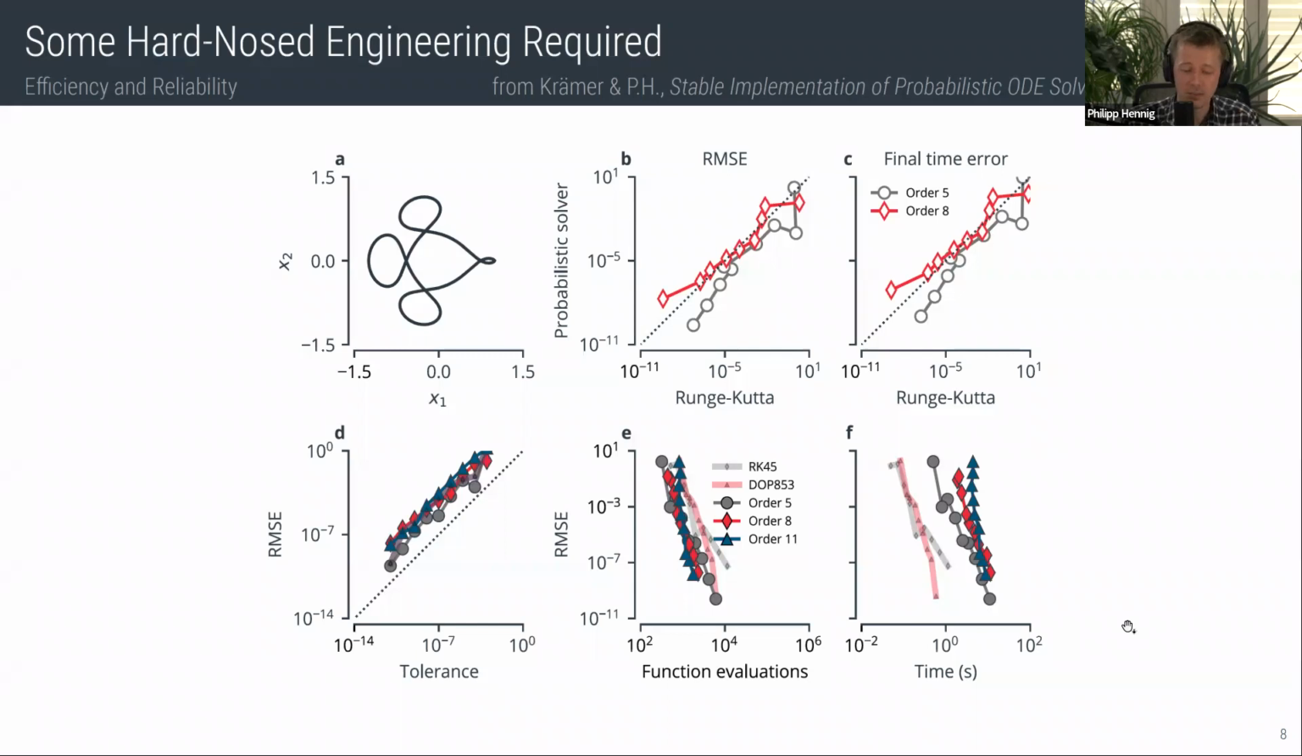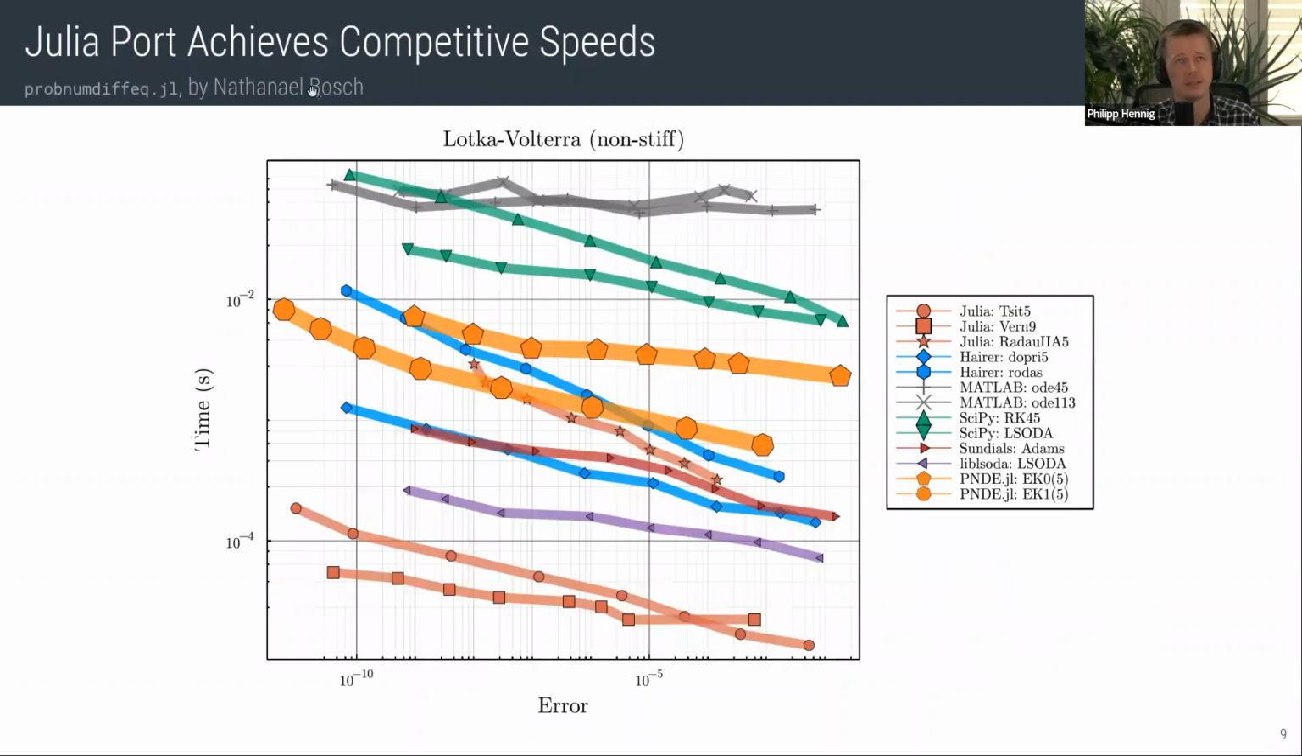But let me just really drive home that point. If you're worried about the runtime of these algorithms, one other of my PhD students, Nathanael Bosch, recently ported these algorithms to Julia. So if you're a fan of the Julia language, then you can use probnum_diff_ect.jl for this. And here is a comparison on a simple non-stiff test problem, a Lotka-Volterra problem, of these methods in an error versus time kind of plot. So you want to be down here, fast and good. And of course, as the error decreases, the runtime increases for all of these methods.